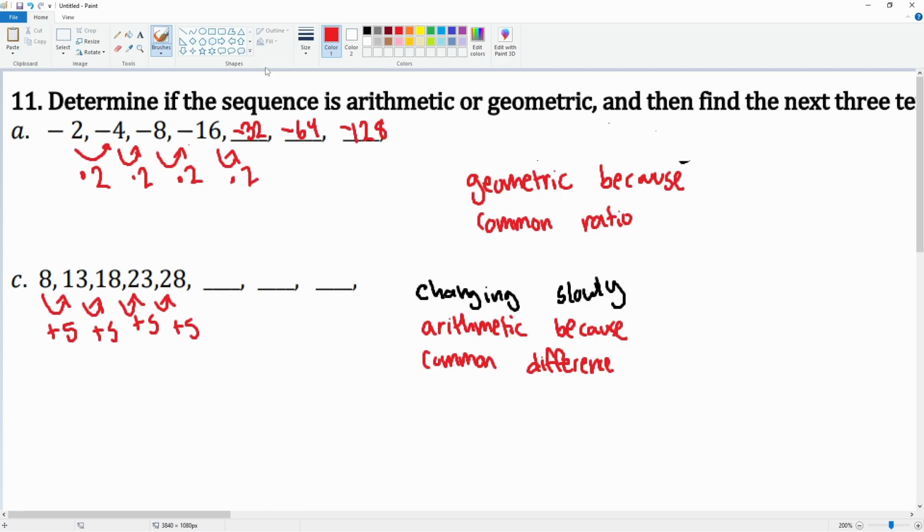All right? So 28 plus 5 becomes 33. That's the next term. And then we keep adding 5 to get the next terms, 38, and then 43. So there you go. That is how you determine if a sequence is arithmetic or geometric.